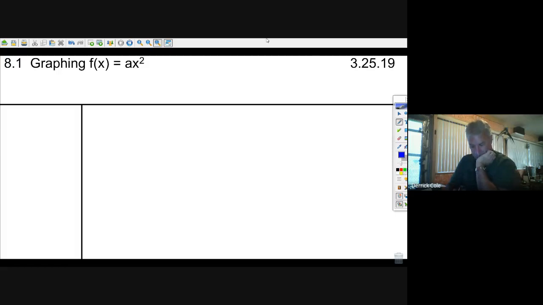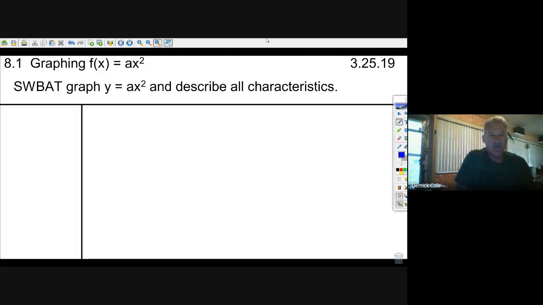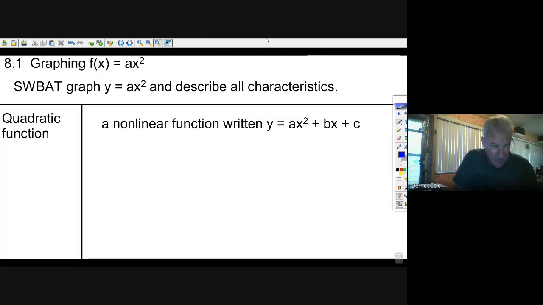Anyway, so this is 8.1. Graphing f of x equals ax squared. So we're getting into quadratics. That's what x squared means. It's quadratic, that's what it's called. So we're going to be able to graph y equals ax squared and describe all the characteristics of it, okay? This is a quadratic function, excuse me. It's a nonlinear function written like this.